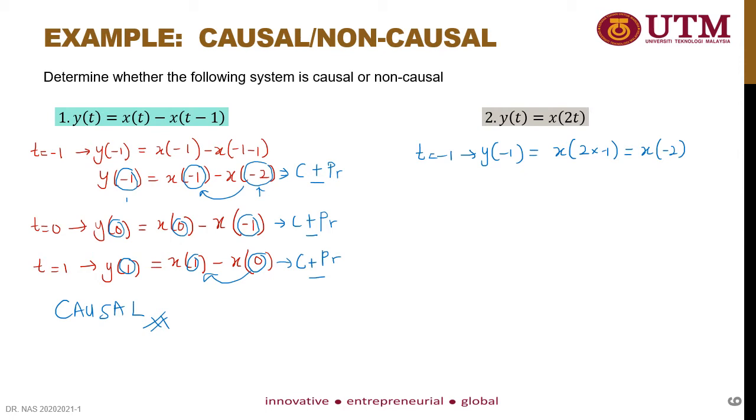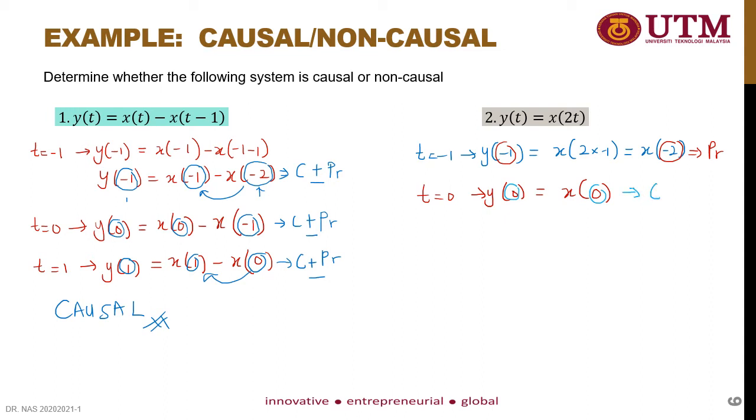Then compare the states. So the current state is -1, and what you have here is -2. So this is the previous state. Okay. Next, try with t equal to 0. So you get y(0) equal to x(0). So you have current state 0 and 0. So in this case, you have only current state.